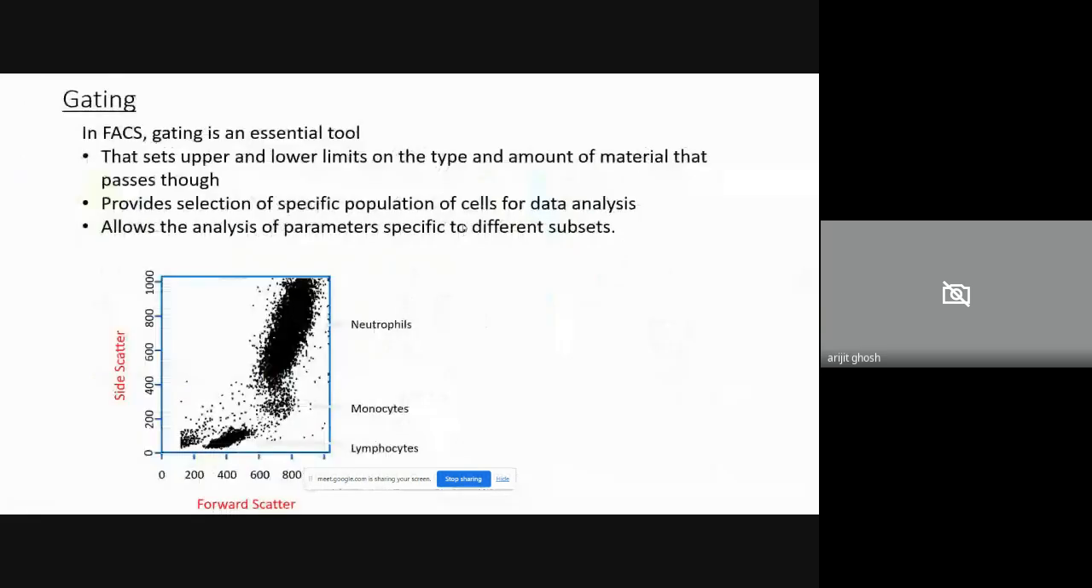Now, what is gating? After acquisition, let's come to the analysis part, and first comes gating. Gating is a very essential tool in flow cytometry.